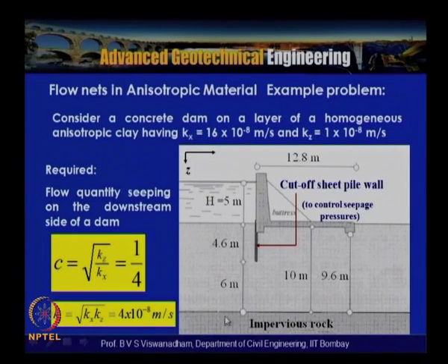So this is the impervious boundary for this, and now the first step is to determine the constant C, which is nothing but the root over Kz by Kx. So with that we will get 1 by 4, because the Kz by Kx ratio is 1 by 16, root over that we get 1 by 4, and the transformed permeability Kt is equal to root over Kx Kz. So we get 4 into 10 to the power of minus 8 meter per second as the transformed permeability.